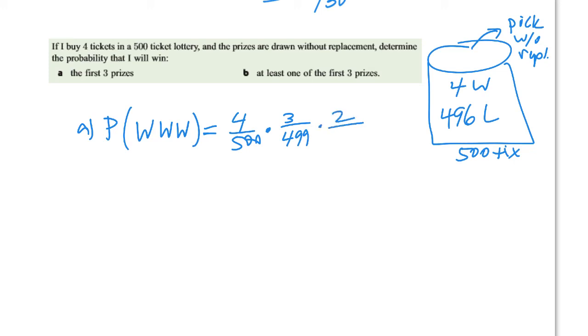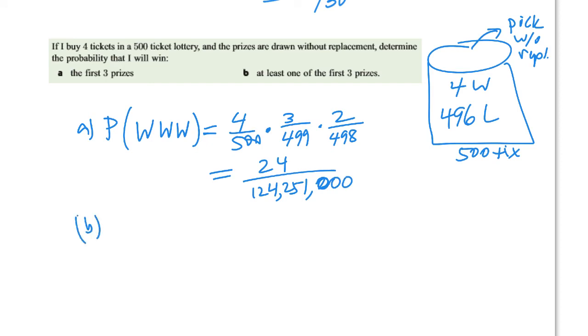And now 2 winning tickets have been set aside, so there's only 2 winners left. So if you multiply that together, that's going to be pretty small. If you multiply out the numerators, it's 24. If you multiply out those denominators, it's 124,251,000. So a really small chance of winning all three prizes.